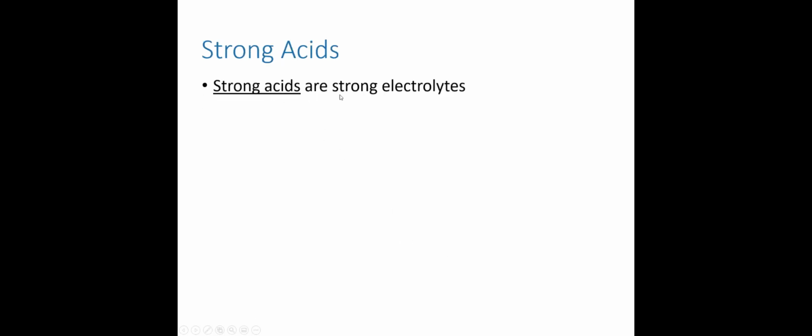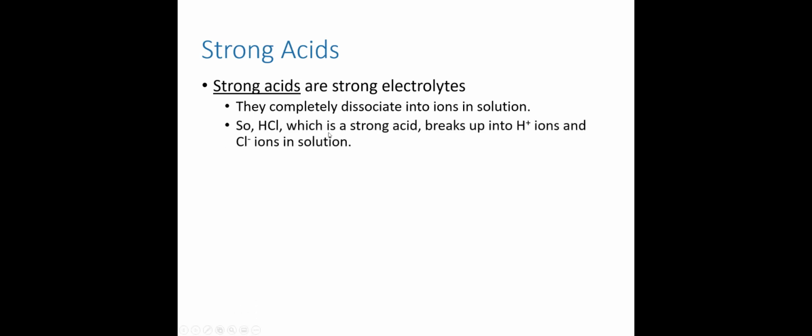Strong acids are strong electrolytes. Remember we talked about strong electrolytes and said that they were compounds which completely dissociate into ions in solution and are therefore able to strongly conduct an electric current. So what that means is that HCl, which is a strong acid called hydrochloric acid, ionizes completely. So the proton is formed as one species and the chloride ion is formed as the other.